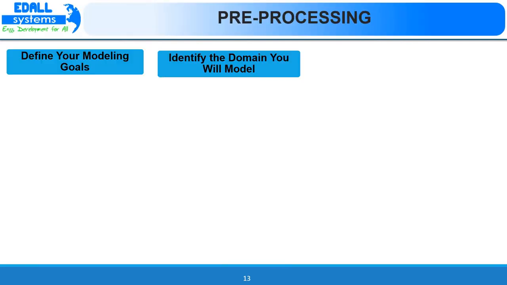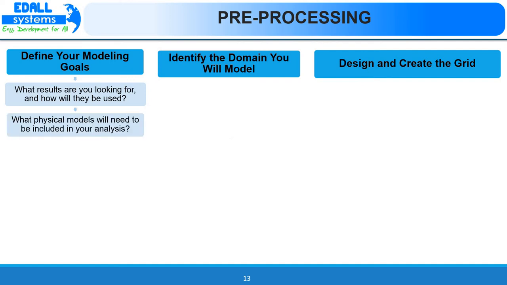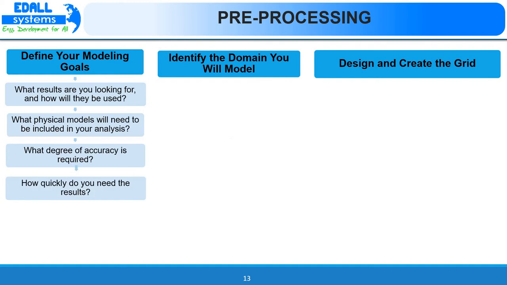Pre-processing step includes defining modeling goals, identifying domain you will model, design and creating grid or mesh. Defining your modeling goals include what results are you looking for and how they'll be used, what physical models you need to include in your analysis, what degree of accuracy is required, how quickly do you need the results, do you require any unique modeling capacity.